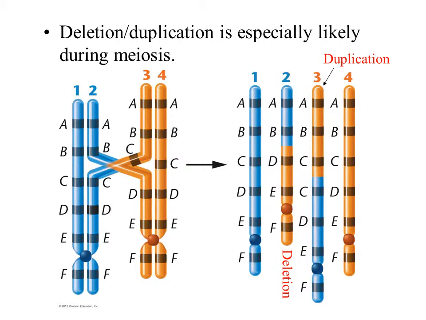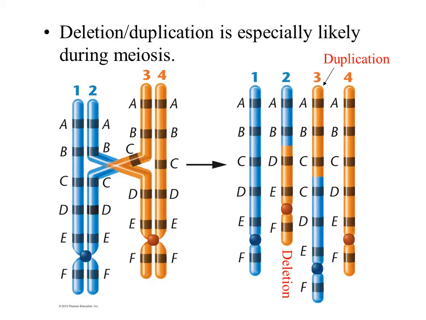So deletion and duplications are typically tied in together. This occurs during meiosis. Let's look at the image to better explain this. In prophase 1, when a tetrad forms, notice that the two non-sister chromatids are very close together. If we follow number 2, we have gene A, gene B, then gene D, E, and F. Notice that C is not in that number 2 chromosome. Then number 3 chromosome is A, B, C, C, D, E, F.